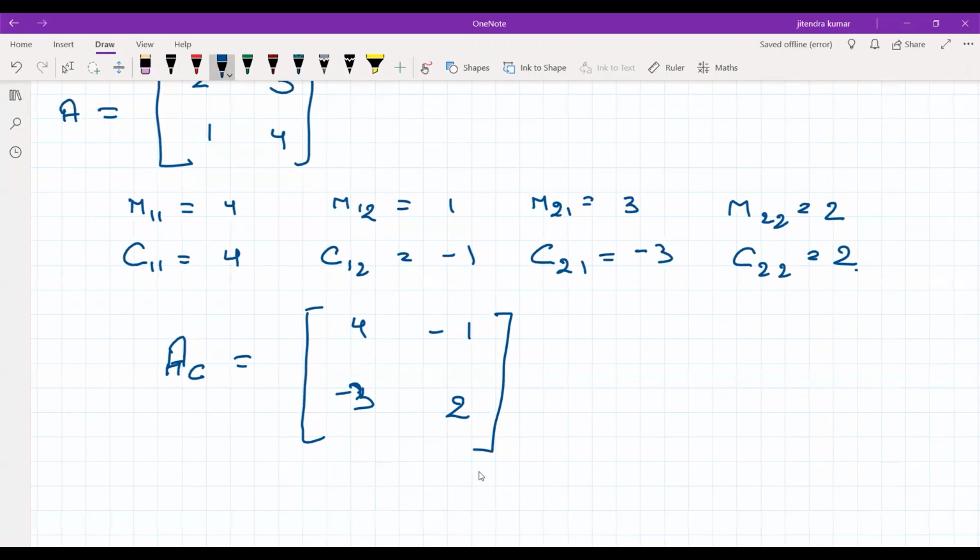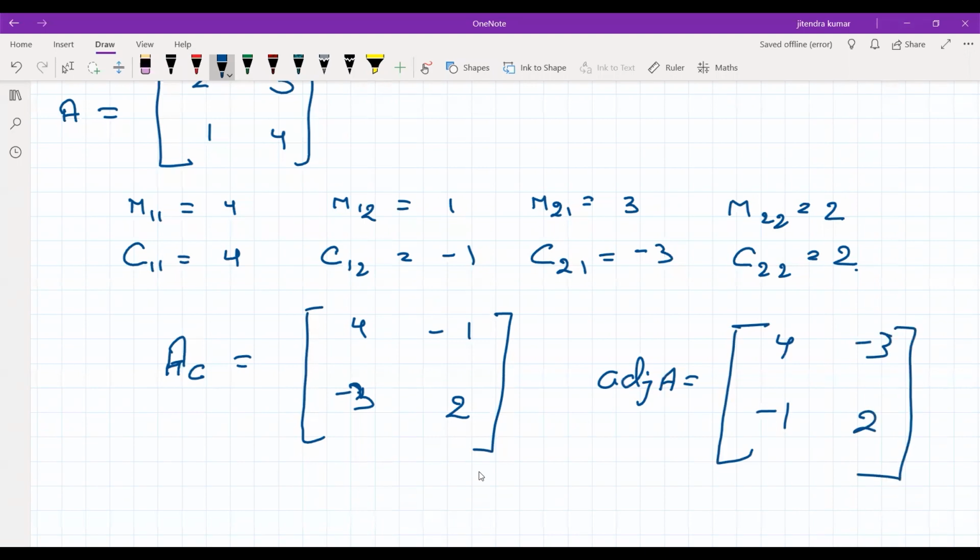So this is our matrix of cofactors. Then just take the transpose of this, and that will be equal to our adjoint of A. So that will be equal to [4, -1; -3, 2]. So this is our adjoint of A.